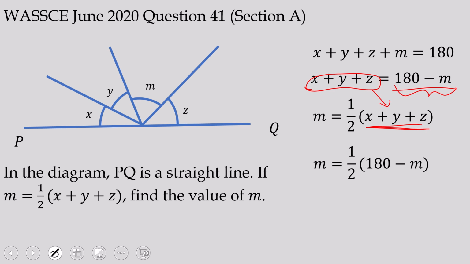I have m is equal to half of 180 minus m. So this is 180 minus m. Now this is an equation in terms of only m that I can easily solve for.